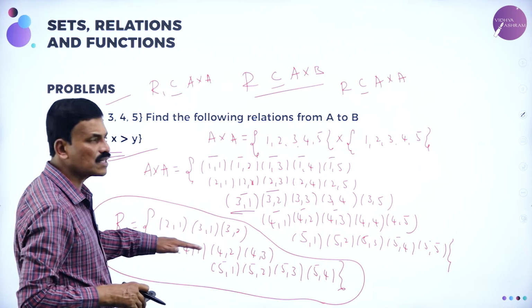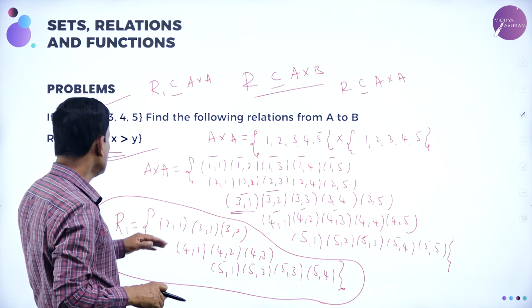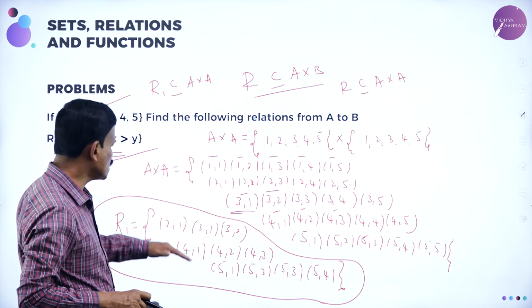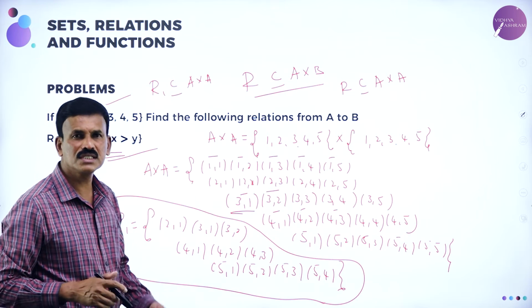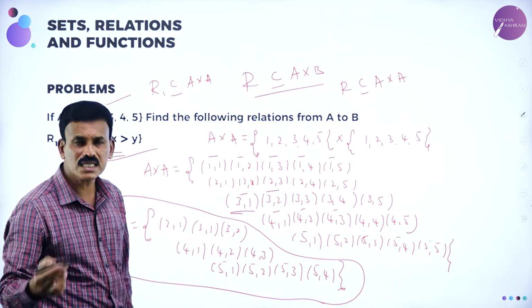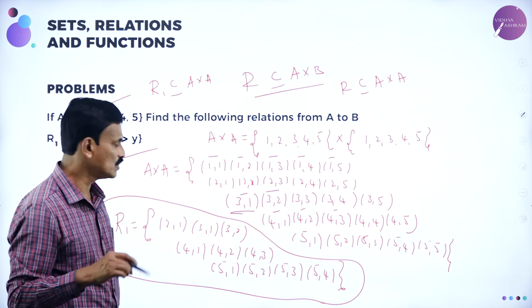A relation is a subset of A cross B. So this R1 is a subset of this R. Therefore this is a relation. So this satisfies the given condition: X is greater than Y, the first element is greater than the second element. This is an example of a relation. Hope you got an idea now.